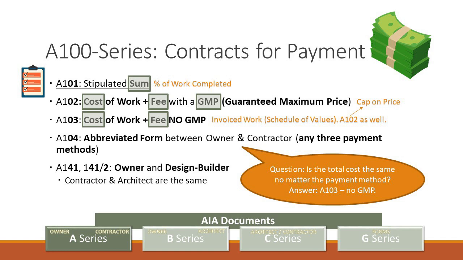So if you're a contractor building on the cost of the work plus a fee, let's go back to that same application for payment. You submit your first invoice, there's a listing that says concrete, $100,000.